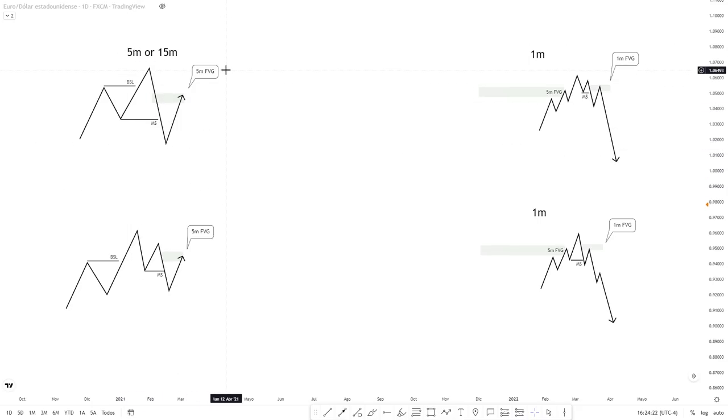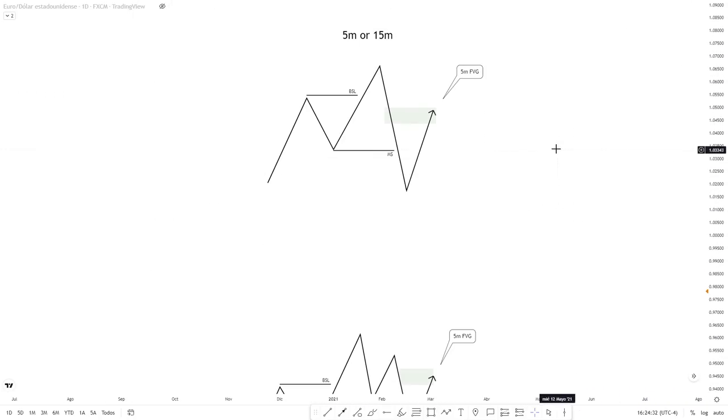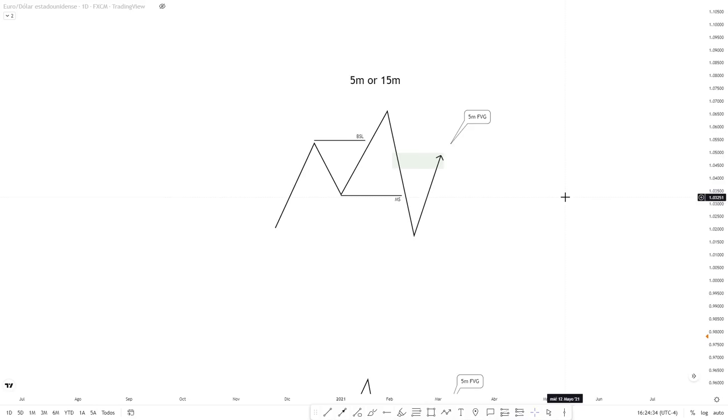And on a bearish scenario, this is exactly what we look for. A run on buy side liquidity, the 5 minute to cause a market shift, and this is what you need to keep in mind. The fair value gap has to be created in the move that causes the market shift. Whether it is in the 15, whether it is in the 5 minute, or in the 1 minute time frame.